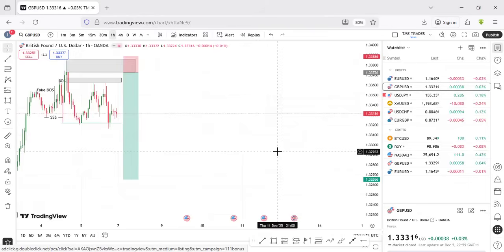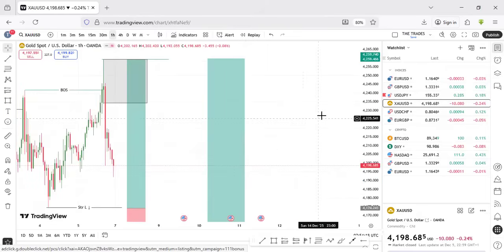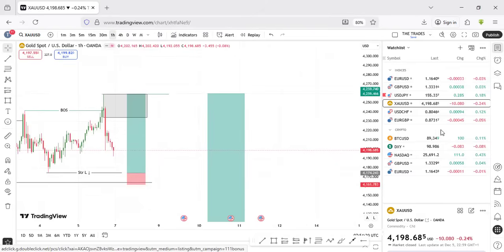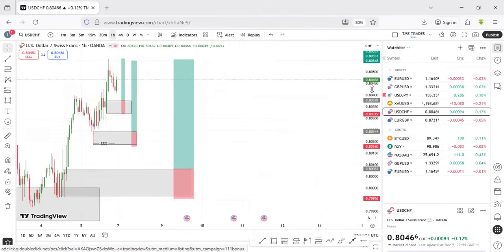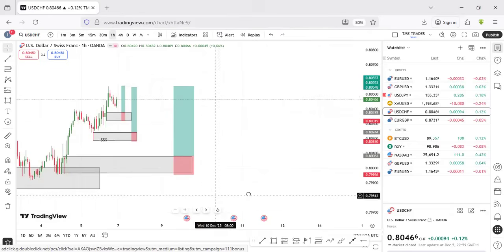Then on GBPUSD, these are the setups that I'm looking for. Then on gold, this is what I am expecting, right? Depending on what the market is going to give to us. And then on USDCHF, this is also what I am expecting.